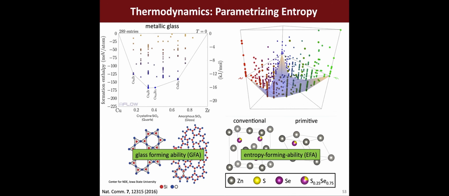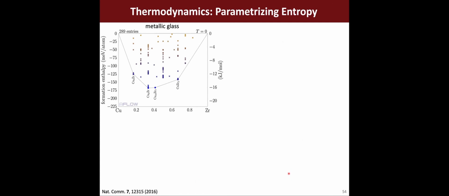And this quantity of the ability to form a glass is called the glass forming ability. That's the obvious name. So we want to develop a descriptor that would tell us that for a certain composition, how likely is this composition to form a glass? How likely is it? We've created an equivalent concept in the high entropy field, which is called the entropy forming ability. And that is the tendency for the system, the composition, to want to form a high entropy phase. Okay, so let's talk about these concepts.